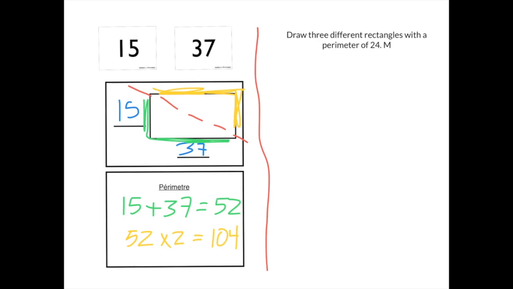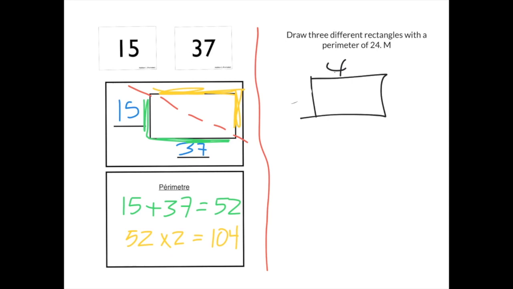So on the right, we see a question that asks students to draw 3 different rectangles with a perimeter of 24. A lot of times what students will do when they're asked to build rectangles is just kind of guess and check. So they'll start with something like dimensions of 1 and 2, find the perimeter. Oh, that doesn't work. So let's guess 2 other numbers. Let's say in this case 3 and 4. Oh, that doesn't work, so we'll keep going.